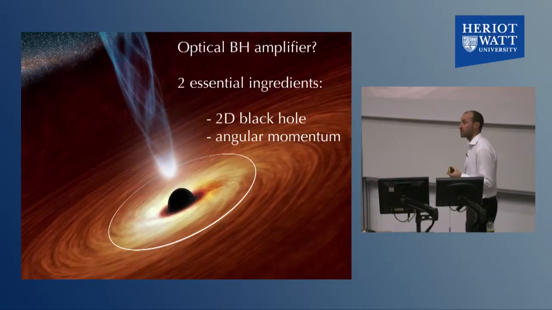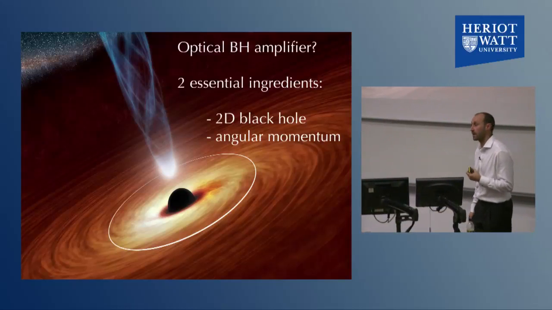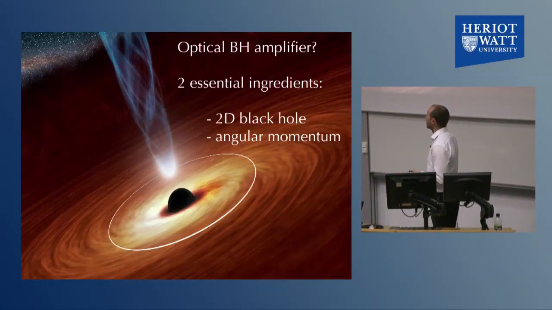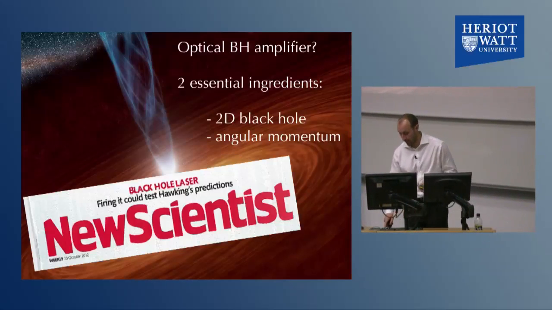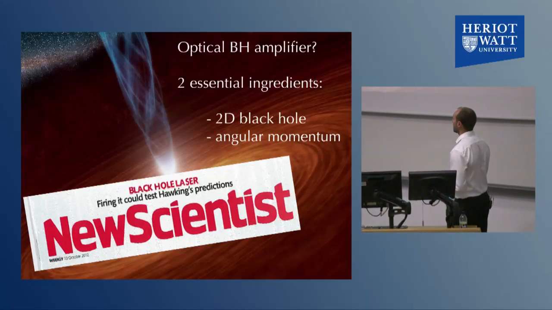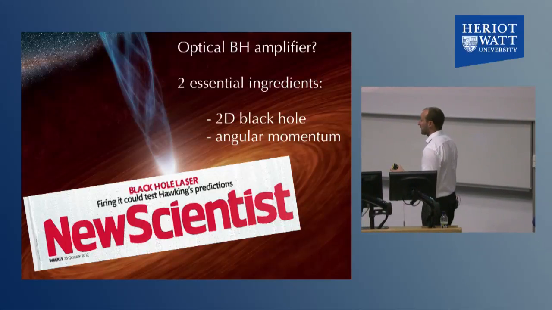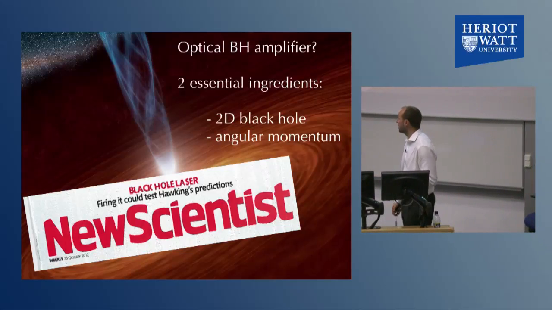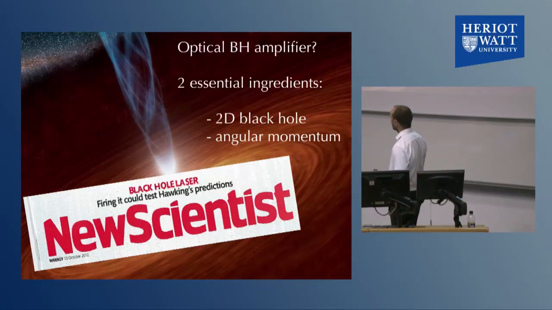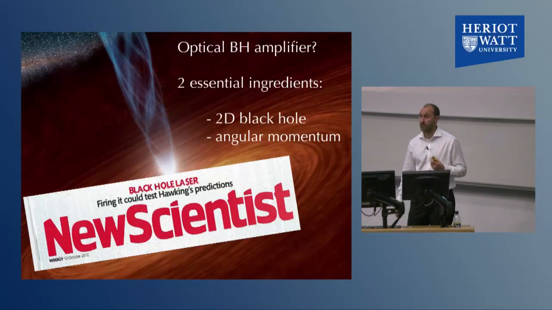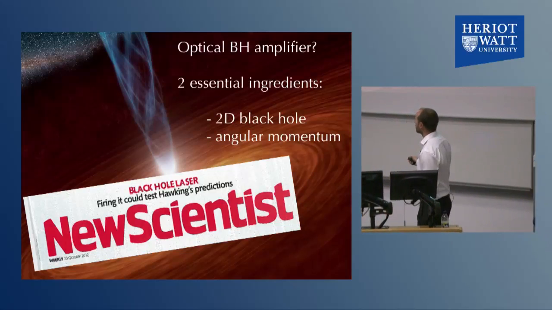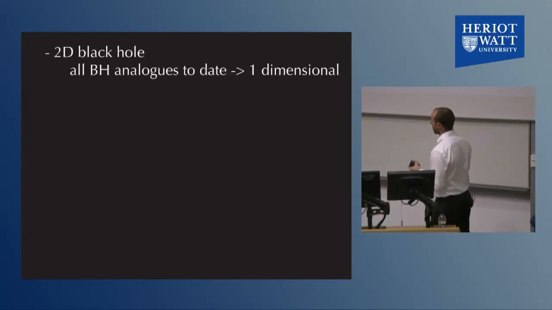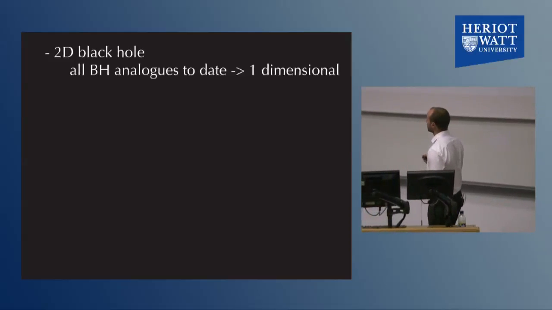So is it possible to use this idea to come up with some kind of new technology for laser physics? Can we make an optical black hole amplifier? And when we proposed this idea a year ago, it made, again, quite a bit of a splash and was featured on the front page, the cover of New Scientist. So what we need is a two-dimensional black hole, and we need it to rotate. We need angular momentum. And I keep on insisting, we need a 2D black hole. It has to have 2 dimensions.